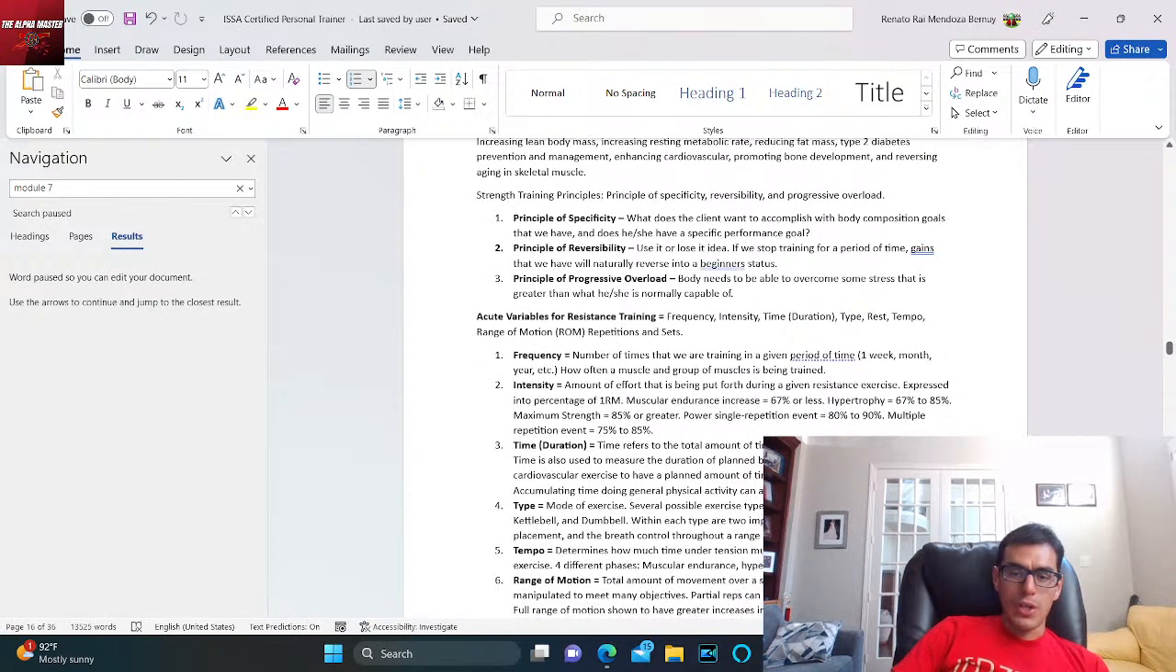Now, range of motion is the total amount of movement over a specific joint or body part. That's going to be the range of motion.